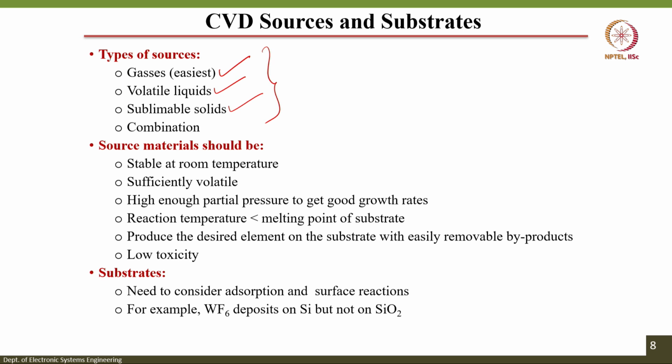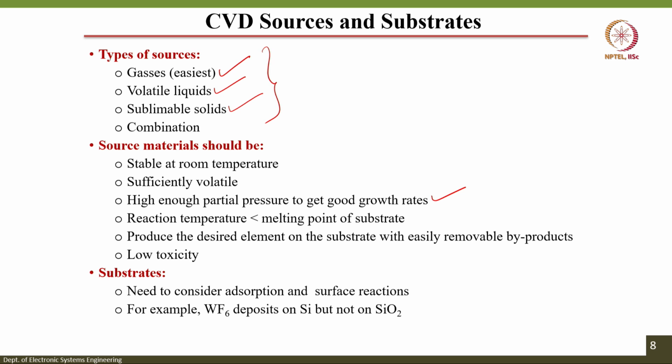Then whatever type of source material you are using, it should be sufficiently stable at the temperature at which the particular reaction happens, and the source should be sufficiently volatile in nature. And as we mentioned in the first slide, the partial pressure in the chamber should be such that heterogeneous reactions are favored, and even though heterogeneous reactions take place, we should be able to have a good growth rate inside the CVD chamber. So, the choice of the source material should be such that it favors a good growth rate at the particular partial pressure at which the reaction chamber is maintained.